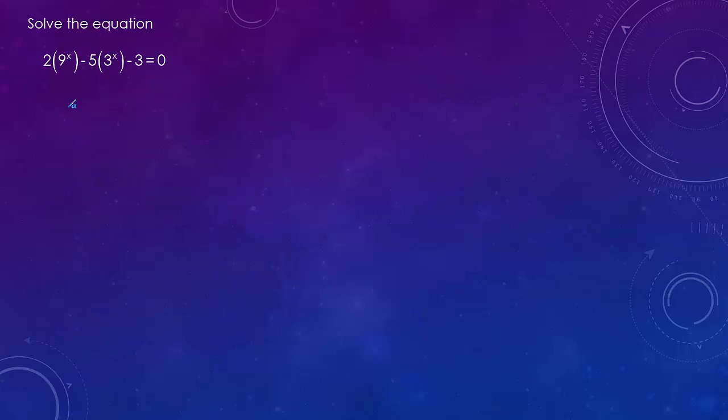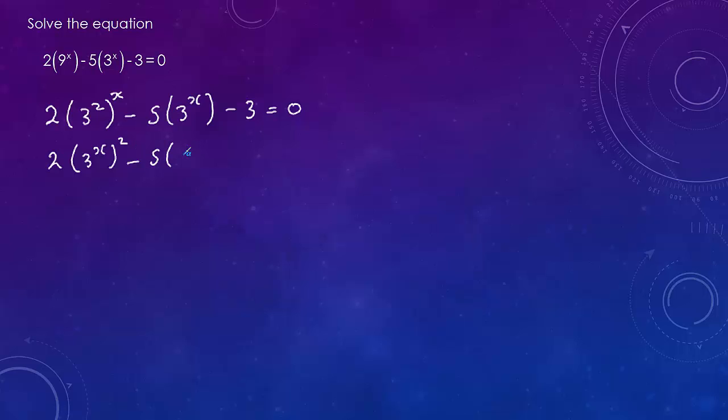Now we want to solve this equation. Note that 9, of course, is 3 squared. So we've got 2 lots of 3 squared to the power x, take away 5 lots of 3 to the x, take away 3 is equal to 0. So twice 3 to the x squared, minus 5 lots of 3 to the x, take away 3 equals 0.